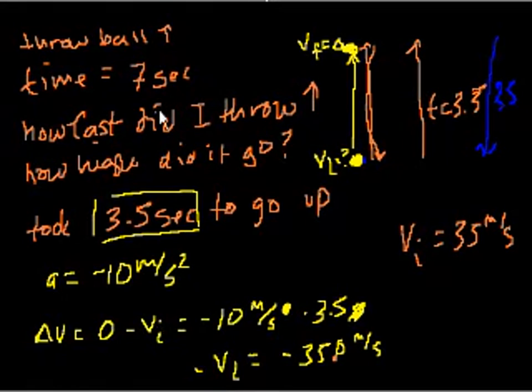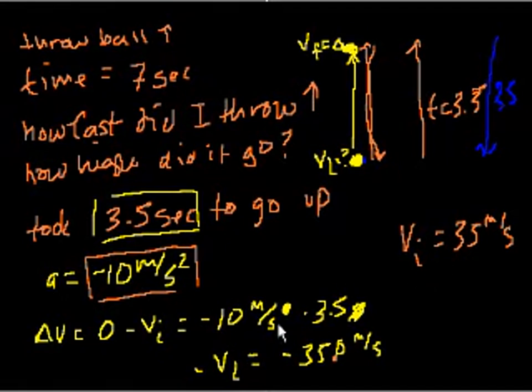Of the total time, it takes half of that time for it to go to 0, right? So I threw it at some speed, and it took 3.5 seconds to go to 0. And it's decelerating at this speed, right? So every second, it's getting 10 meters per second slower. Every second I go, it's getting 10 meters per second slower. So if it took 3.5 seconds to go to 0, I must have started off at 35 meters per second.